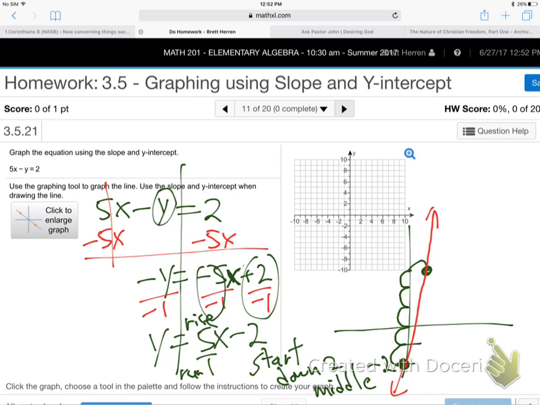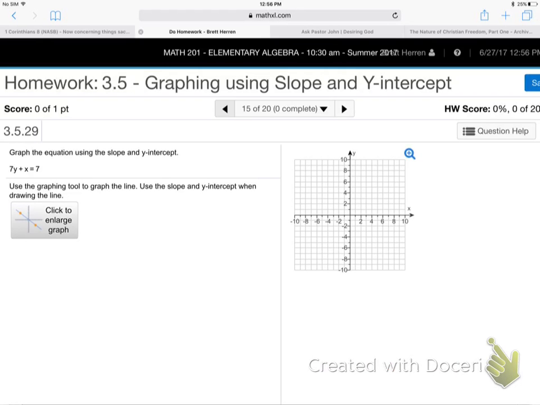Is that good? We pretty much did that yesterday. Questions on that? Remember how that works? Anything I can say to help on that? All right. Okay, so what do we got? 7y plus x equals 7. So give that one a try.